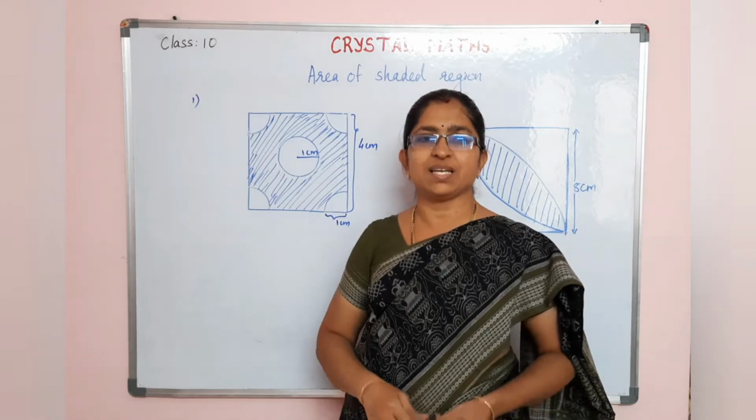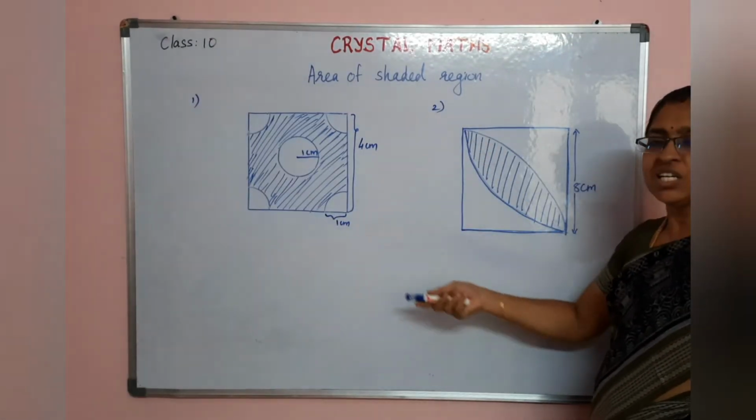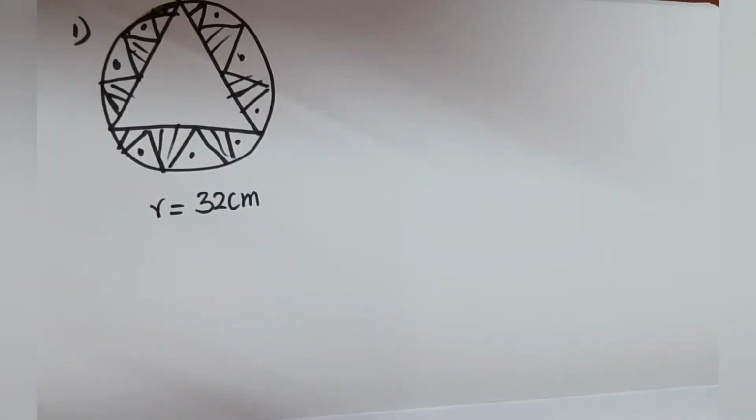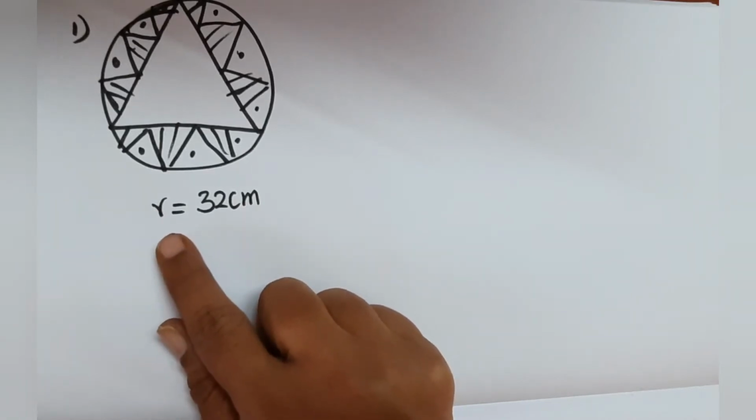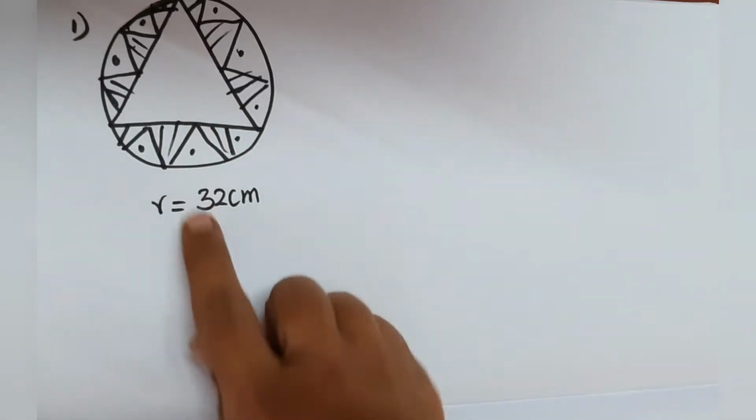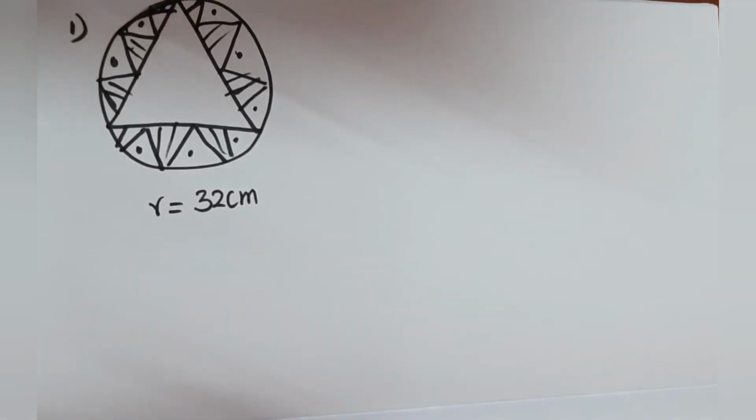Today we are going to see in class 10 how to find the area of the shaded region, how to find the area of this design. In the question it's given that the radius of this circle is 32 centimeters. Using this we need to find the area of the design. Right. How to find that one?